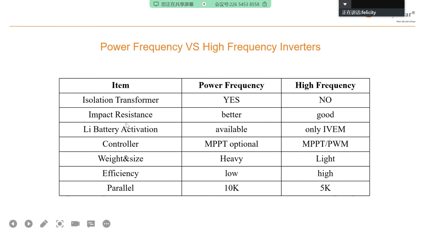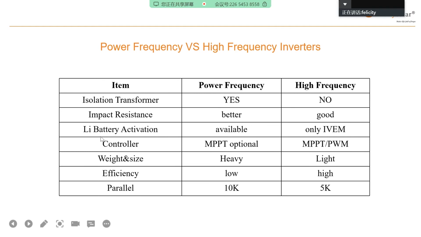Okay, because of the impedance resistance, the performance of the power frequency is better than the high frequency. For example, if you have a small water pump, or your air conditioner is a little big, bigger than 2 or 3 HP, in this type of situation you'd better choose the power frequency, not high frequency.